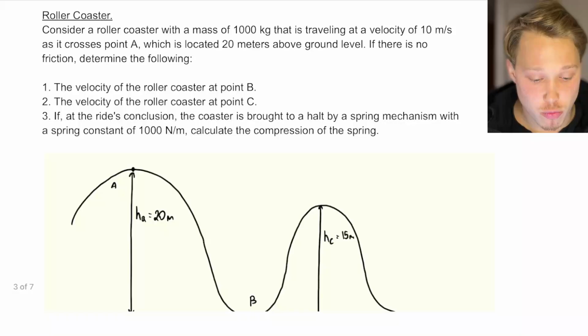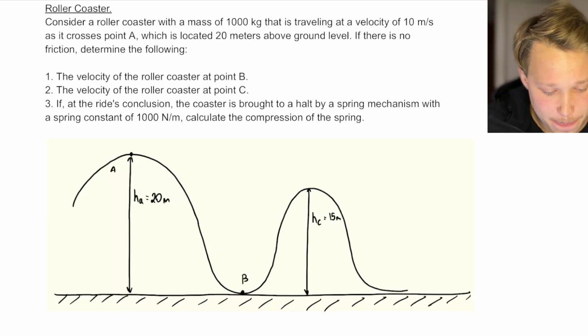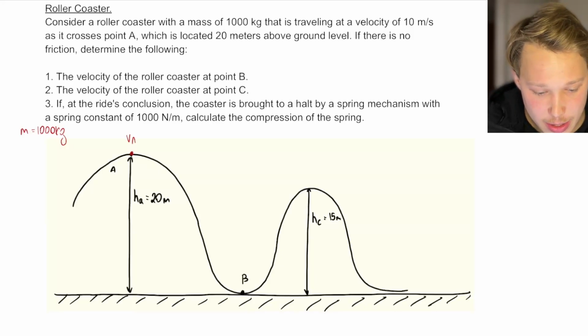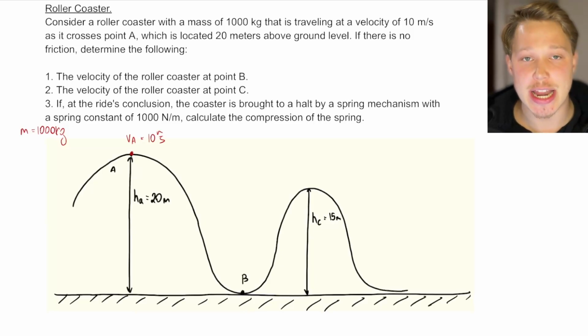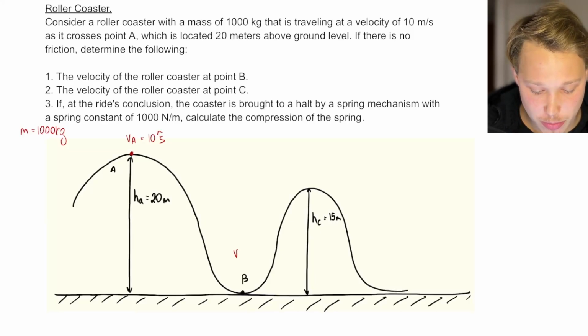So here we have a roller coaster. This is a very common problem in physics classes, right? So consider a roller coaster with a mass of 1,000 kilograms that is traveling at a velocity of 10 meters per second as it crosses point A, which is located 20 meters above the ground level. If there is no friction, determine the following. So the first question is asking you to determine the velocity at point B, right?